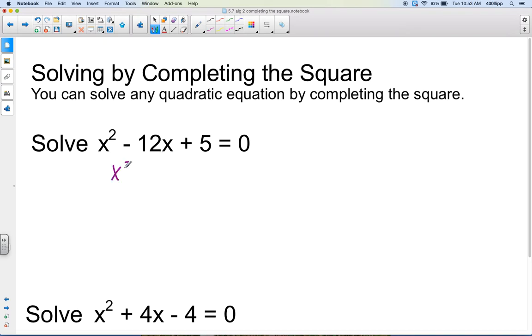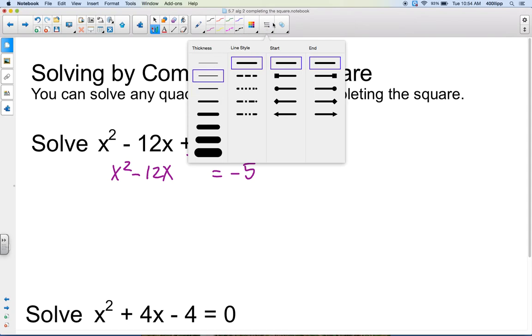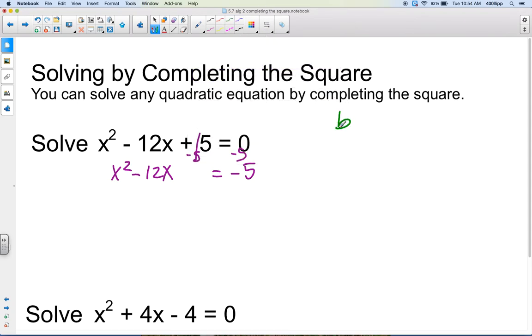So I'm just going to bring that 5 over because that's not helping us. Subtracting 5 from both sides here, I get that's equal to negative 5. And I left a little room for a reason. Okay, so we're going to do this in two different steps here. So I'm going to have b over 2. My b here is negative 12, over 2, which is a negative 6.